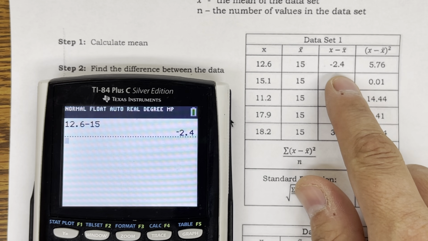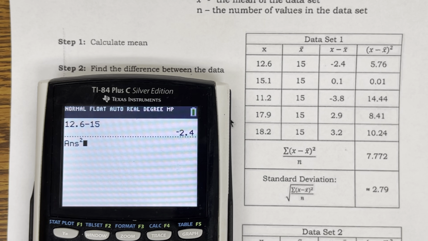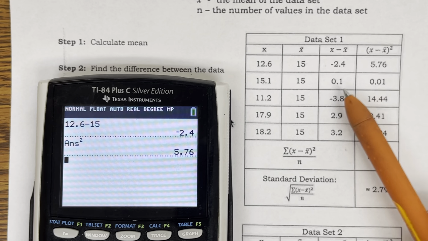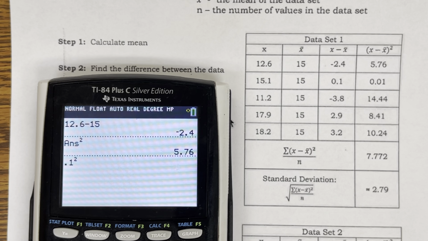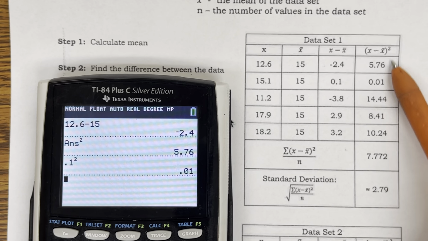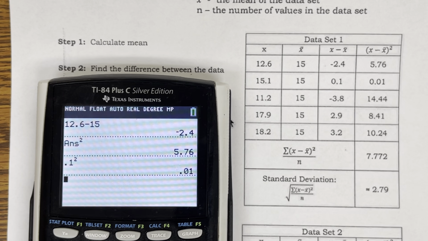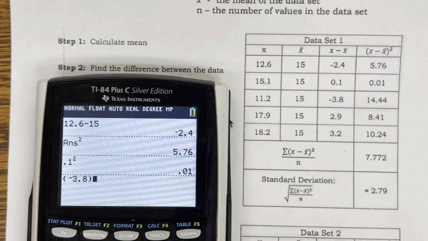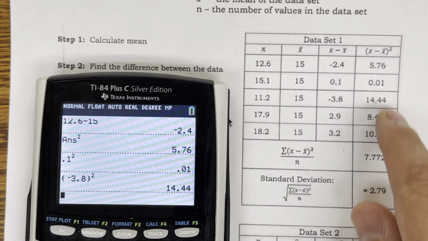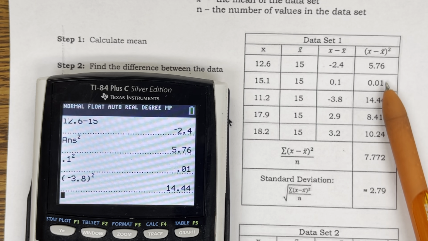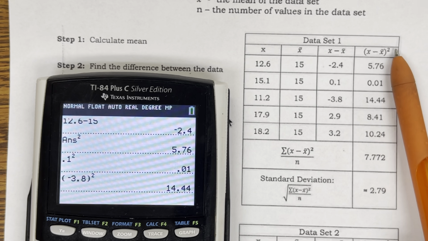So I'd have to take that value, negative 2.4, and square it, and I would get 5.76. Then I would have to do 0.1 squared, and I get 0.01. This should always end up being a positive value after you square it because the negative would be inside the parentheses. So then I would take negative 3.8 and square it, 14.44, etc.